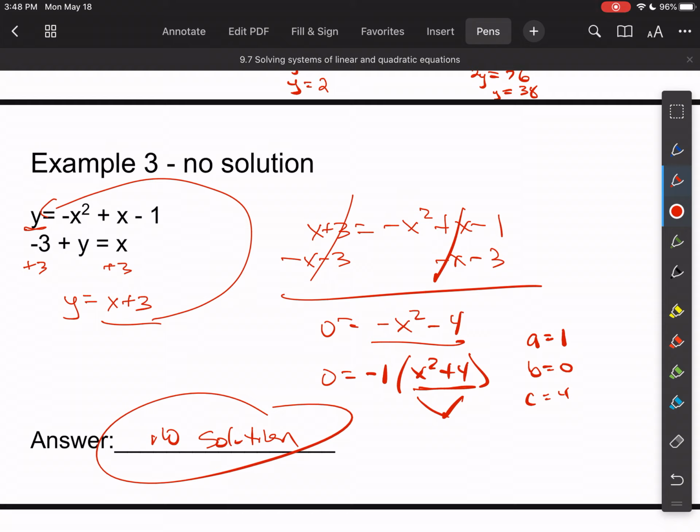A nice way to check yourself with technology would be to plug both of these into desmos.com and see if they intersect each other. And you will see in this case that they do not.